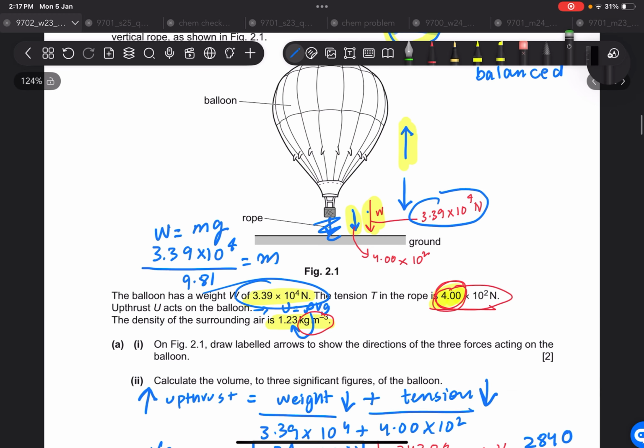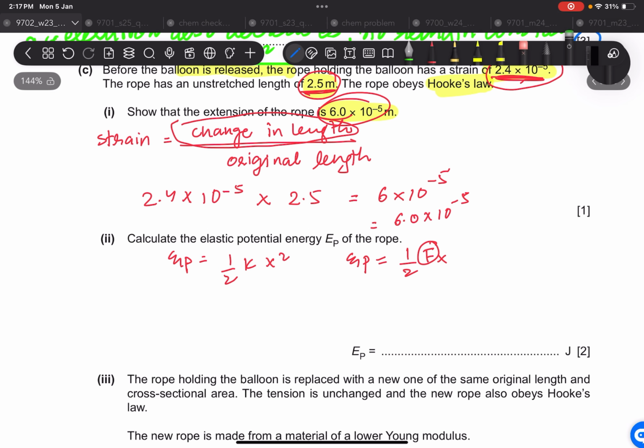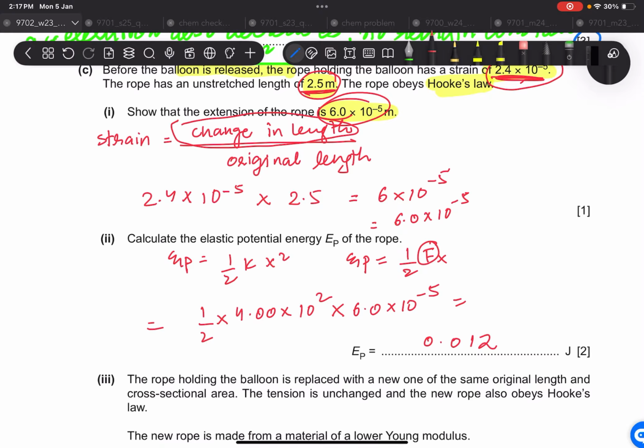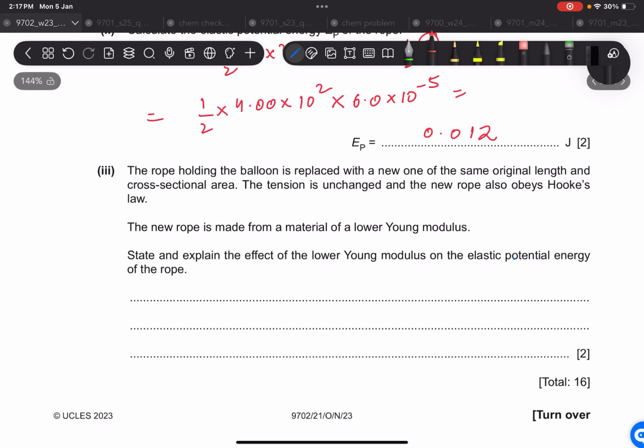What was the force in the beginning? The tension in the rope was 4 into 10 raised to power 2 newtons. So my half times my force is 4.00 into 10 raised to power 2 newtons times my extension. My extension just came out to be 6.0 into 10 raised to power negative 5. Plug this all into my calculator. 4.00 into 10 raised to power 2 multiplied by 0.5 gives me 0.012 joules.